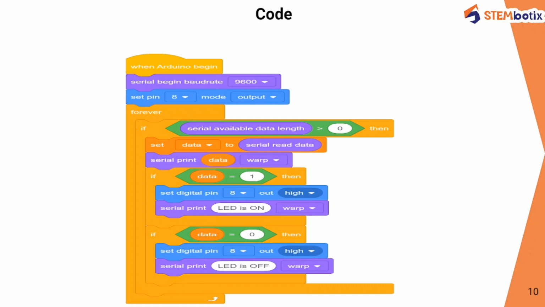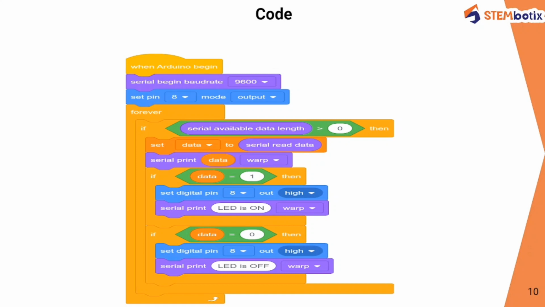Here we are setting the condition: if the serial data length is greater than 0, then the variable data is set to the serial read data, which is actually taken from the serial monitor, and we print that data variable to our serial monitor. In this condition we are putting two conditions: if the data is equal to 1 and if the data is equal to 0.